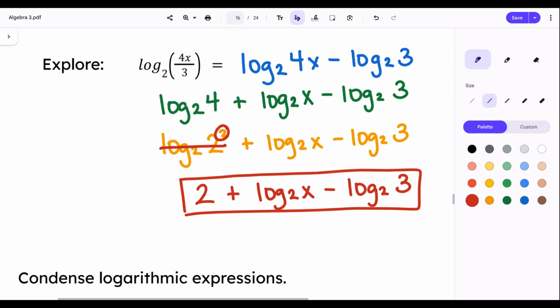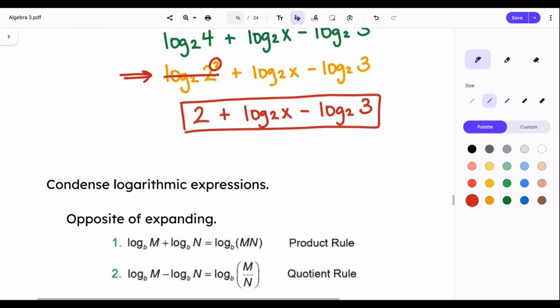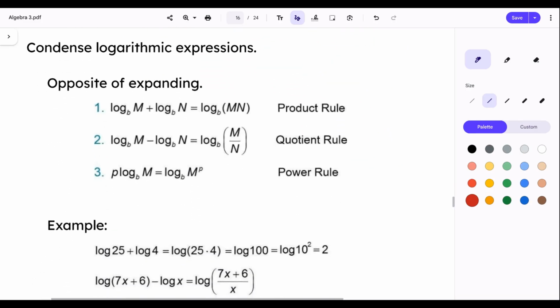Okay, so if we can expand logarithmic expressions, we can also condense them too. So we can kind of go the reverse. Like if I had something written out like this step, which is maybe what you're more likely to see, I can take that and squish it all together and make it one logarithm expression. That's what we're going to do next. We're going to practice how to go backwards, okay?